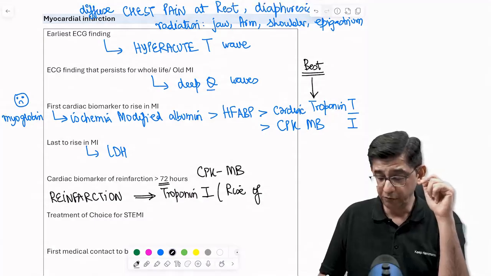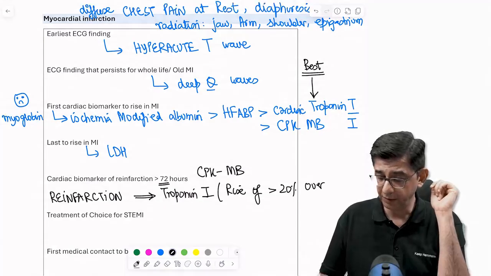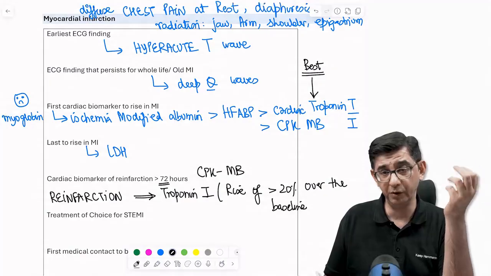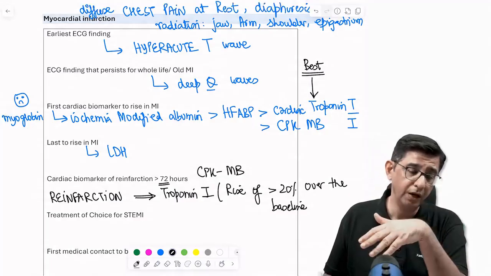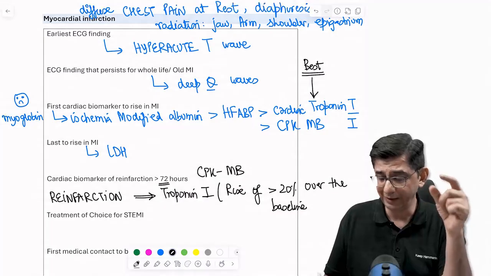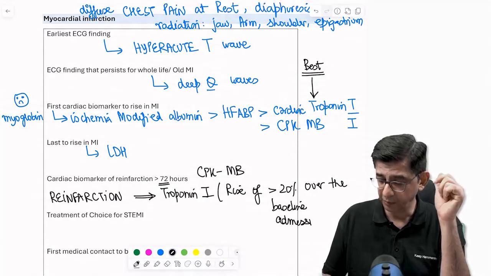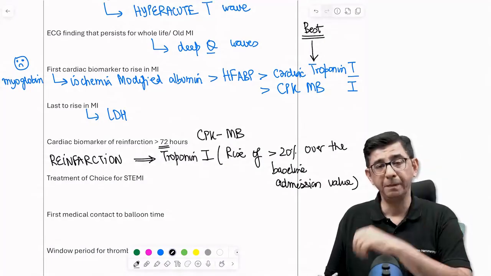The troponin I, if it shows a rise of 20% or more over the baseline admission value, whatever mathematical value troponin I demonstrated, if it rises further by 20%, then there's a possibility that another artery is getting involved. Suppose it is the left anterior descending, it could be the right coronary artery. So a rise of greater than 20% over the baseline admission value helps me know that it is a reinfarction. But after 72 hours, if specified, it is CPK-MB.